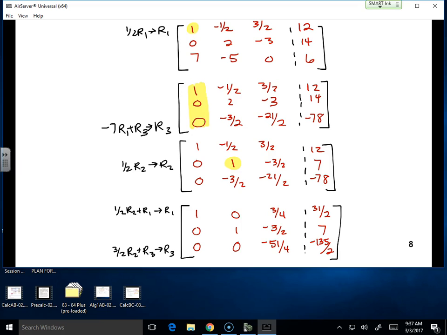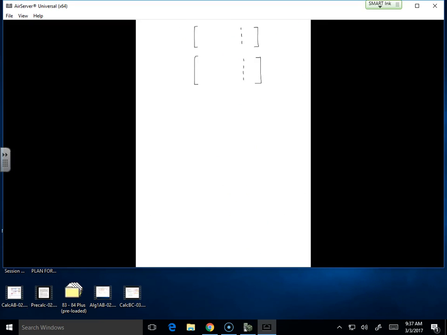Now I need a 1. Where do I need a 1? Row 3. Because look, he's good. No matter what, guys, we only have 2 more. That's the nice thing about the system. I'm close. I need to make this guy a 1 by multiplying by the reciprocal, which would be negative 4/51. You're welcome.